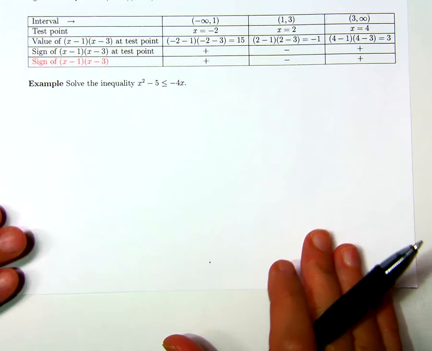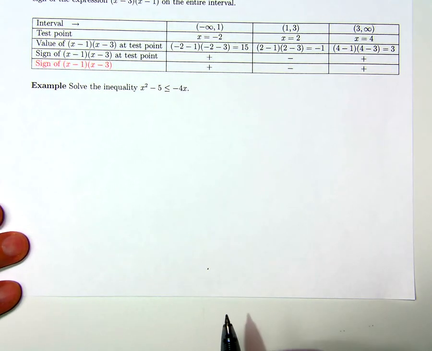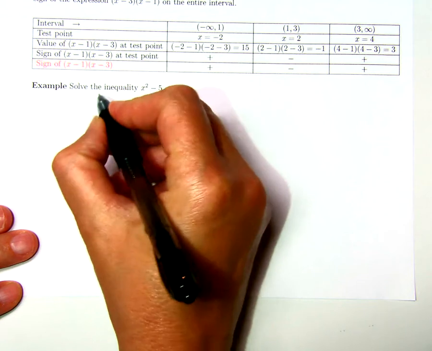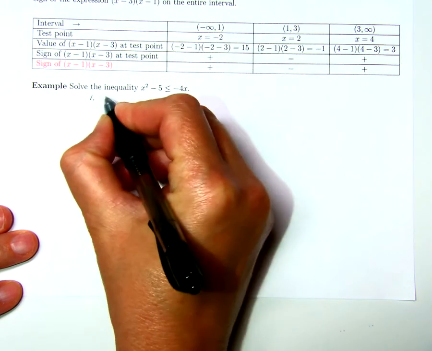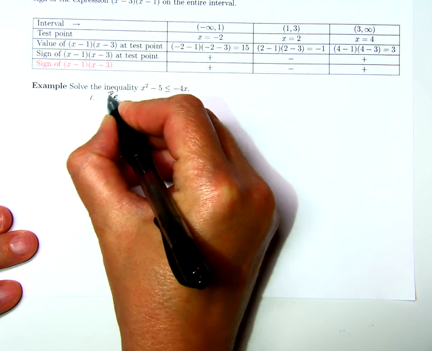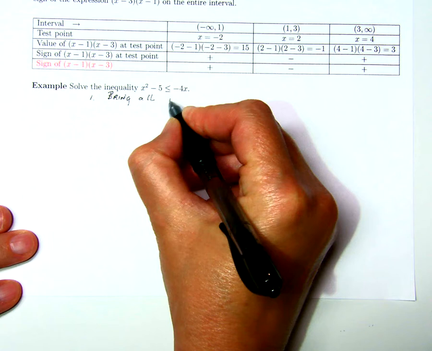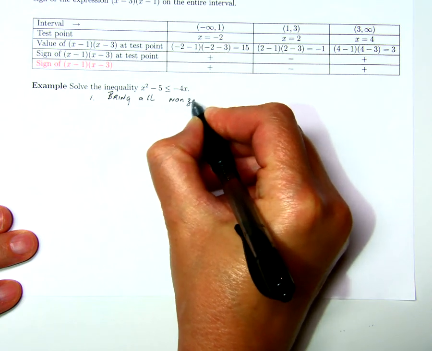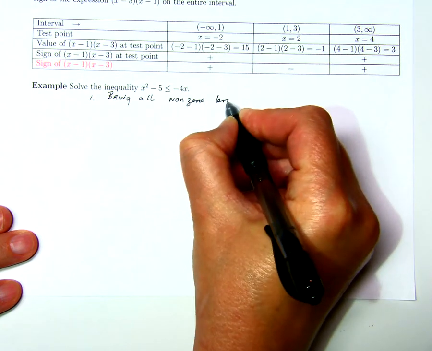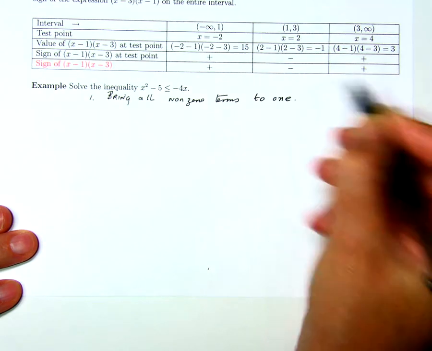Let's solve this problem, and as we do so, we'll pull out the general principles of what we're doing. So our first step is to bring all of the non-zero terms to the left-hand side. So bring all non-zero terms to one side. I'll take them to the left-hand side.